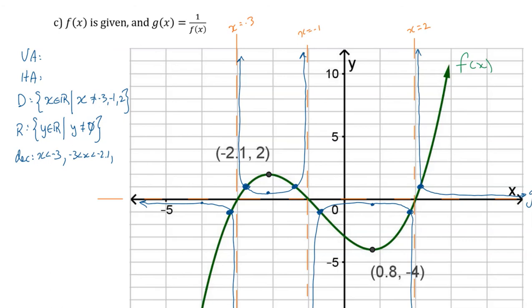Then it's increasing, then at 0.8 it starts decreasing again. So 0.8 less than x less than 2, because of the asymptote. And then after 2, it's decreasing again, so x greater than 2. And the increasing intervals are going to be all the rest. I think that's it.